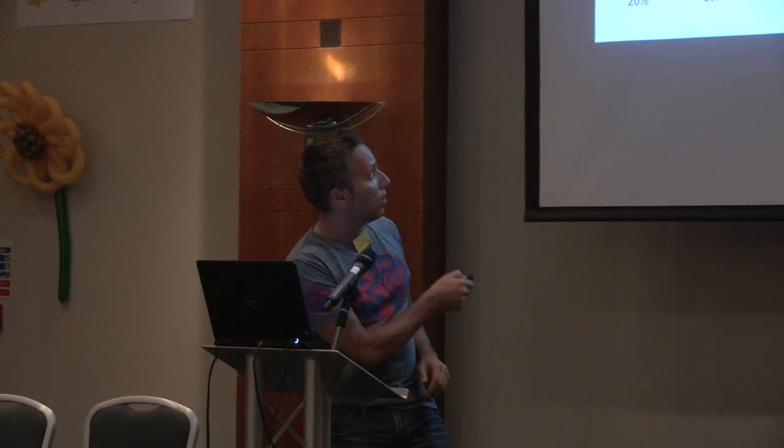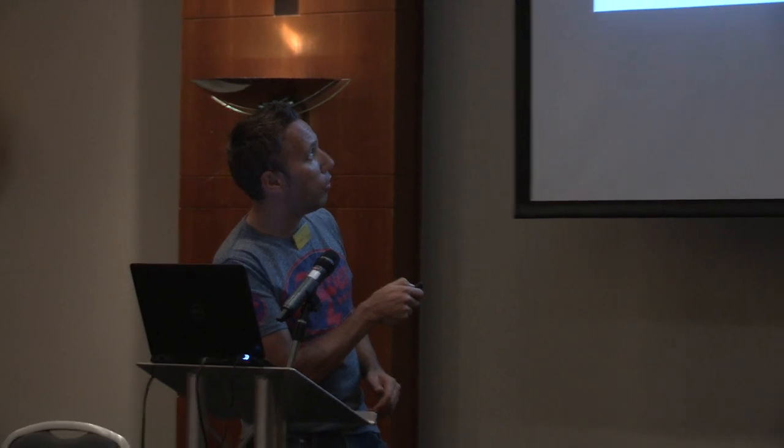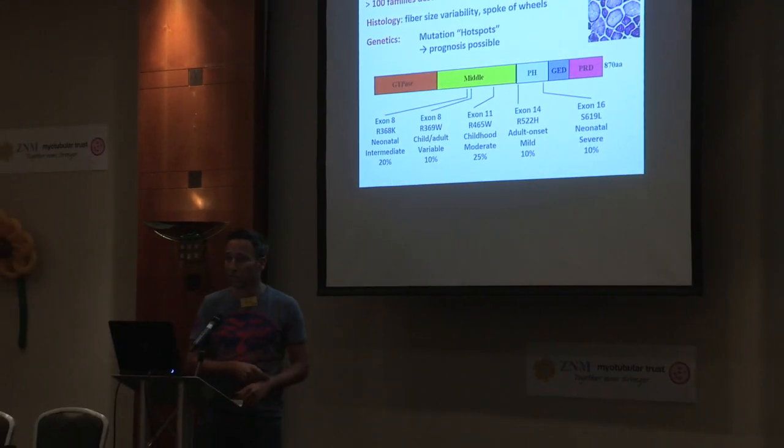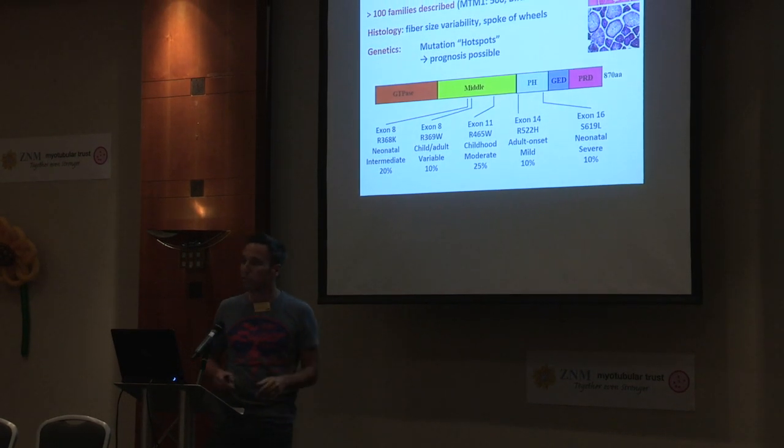And here are the 5 mutations that cover basically all the patients. For example, the most frequent one is this one here. This is the code of the mutation. This is what is in your molecular diagnosis. This means that at position 465, there is an R that is changed into a W. That's an arginine into a tryptophan. But this is not important. This is the change.